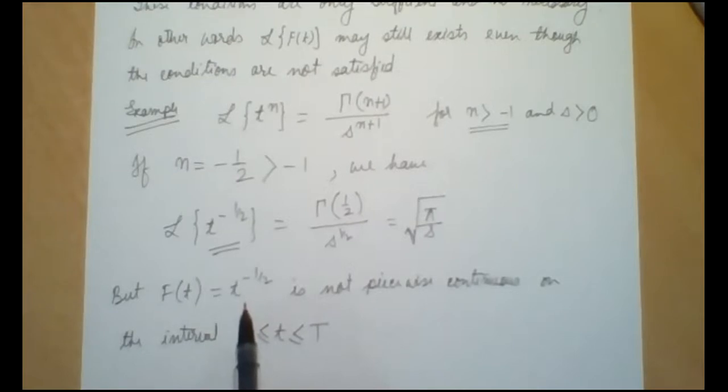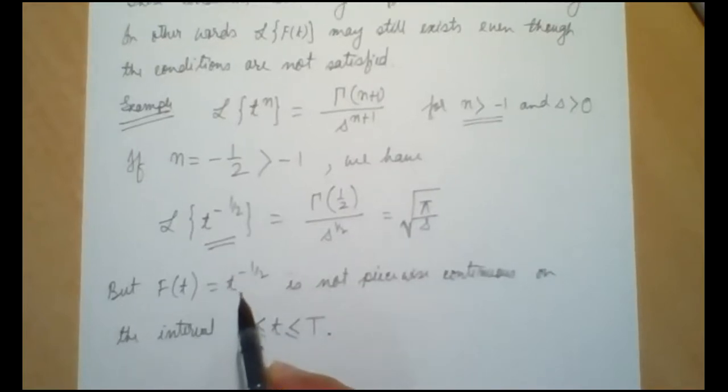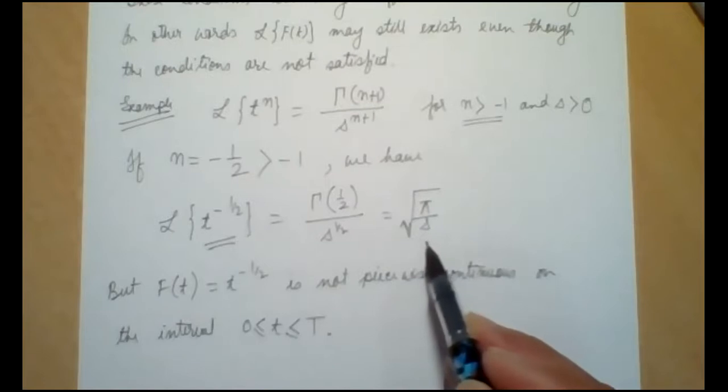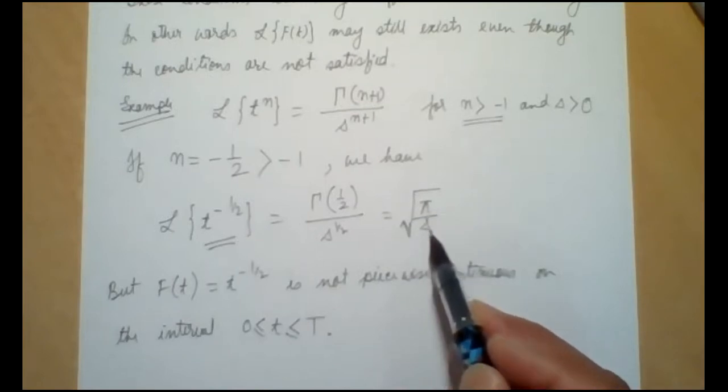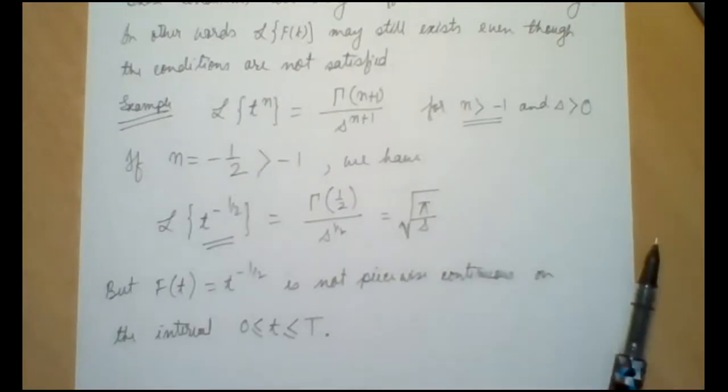Because when small t goes to 0, this is 1 by square root of 0, and 1 by square root of 0 is infinity. So this function is not piecewise continuous, because at the origin, this function goes to infinity. So even though this function is not piecewise continuous, its Laplace transform exists, and it is equal to root over pi by s. So this is one example of a function which does not satisfy the conditions for piecewise continuity, but still the Laplace transform exists. Okay, this is fine.